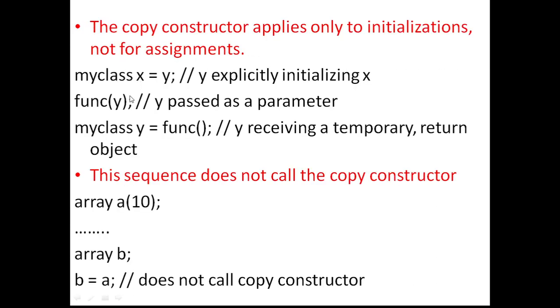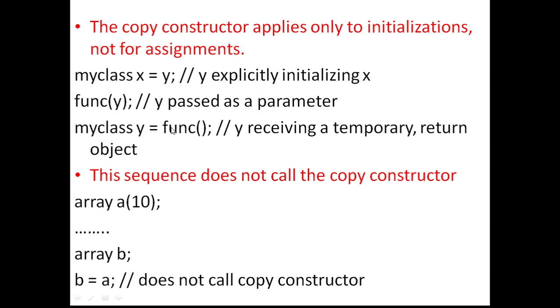Okay, this is the point. So the copy constructor applies only to initializations, not to assignments. These are the valid examples where a copy constructor could be triggered. Number one, we declare one object and at the same time we assign another object, like MyClass x = y, a typical initialization statement. Secondly, we pass an object as an argument. We have just discussed that this leads to initialization of one object by another object. And the third is when you return an object.